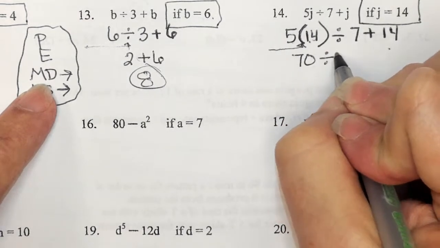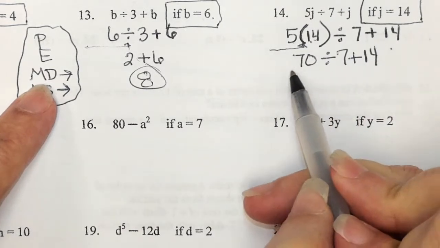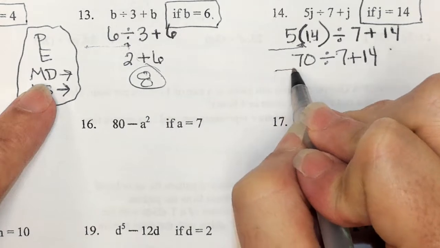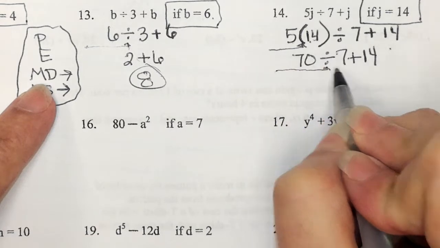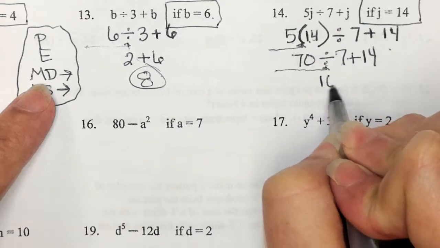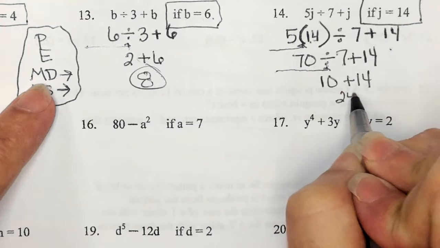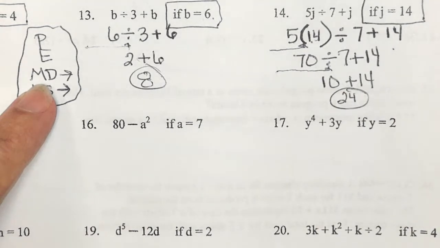Copy the rest of the problem. One step at a time. You can't do any more. Okay, I still got multiply or divide. So multiply or divide, multiply or divide, whoop, there it is. Got to do that division next. 70 divided by 7. 10. Plus 14. 24. There's only one step there.